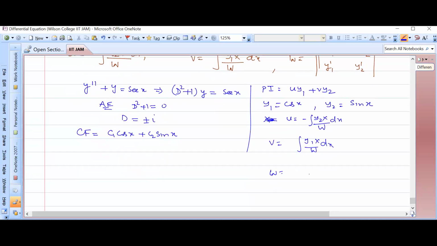And W equals, can I directly put the value? cos x, sin x, minus sin x, plus cos x. What is the Wronskian? 1. So please calculate u and v.